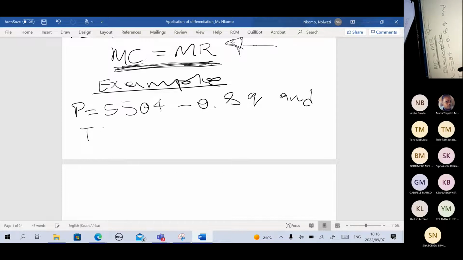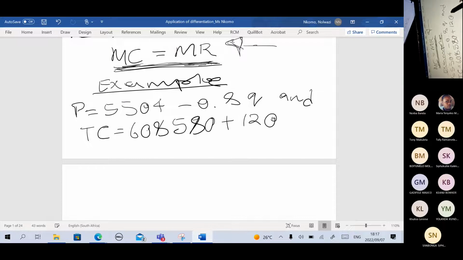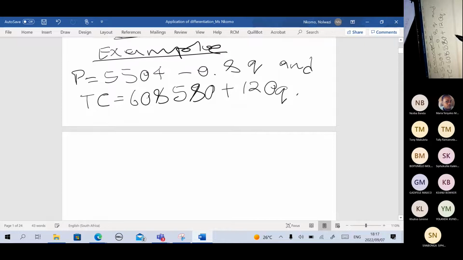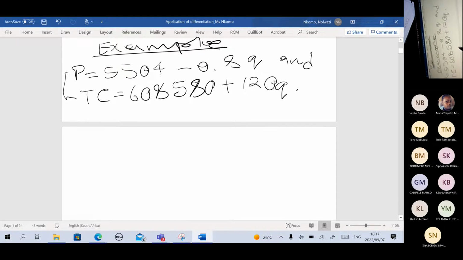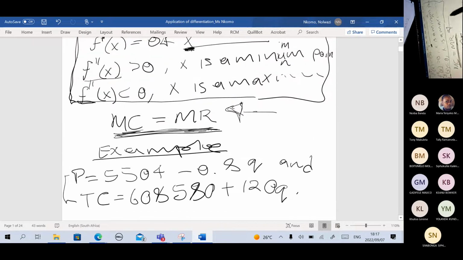And we are given a total cost too. Let's say we are given these two, the demand and the total cost. And the question is: determine the price and quantity for which the profit is maximized using the differentiation as well as the marginal cost. Remember we said the profit is at maximum if the marginal cost is equal to the marginal revenue.